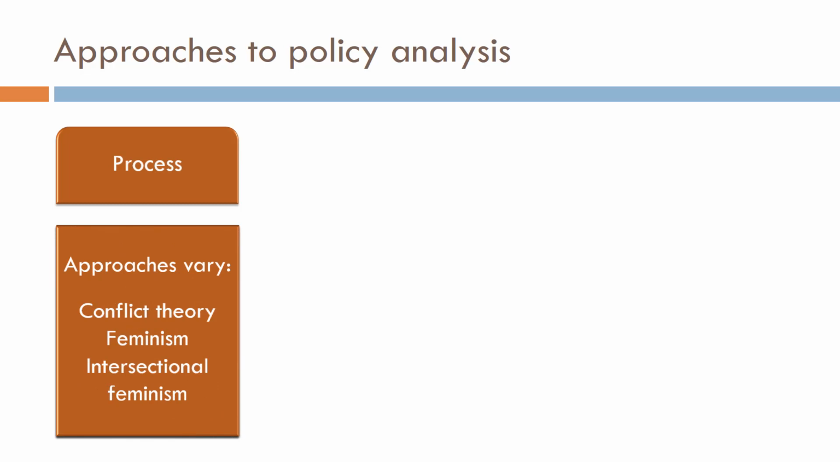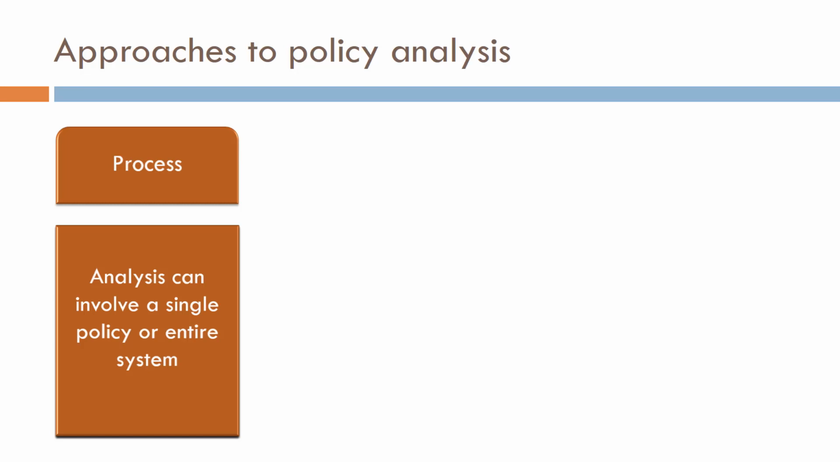There are different approaches, theories, and perspectives to understand the process of how the policy came to be. Many of these are in your Day and Schiele, A New History of Social Welfare textbook, where we reviewed conflict theory, feminism, intersectional feminism, socialism. All those different macro practice theories can be used to understand how this policy came to be. And lastly, when it comes to process analyses, the actual analysis can involve an individual policy, or it can involve an entire system. But in any case, it is focused on understanding all the factors that went into creating this policy, not how it was actually implemented, but just the creation process, the policy making process.